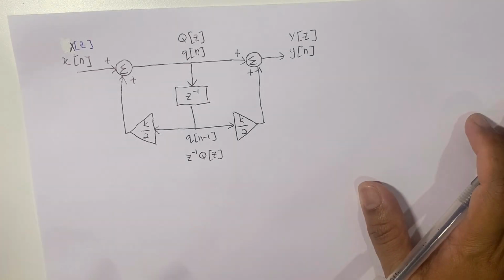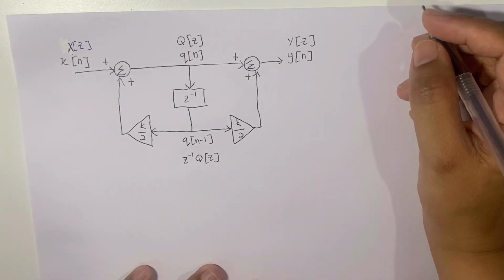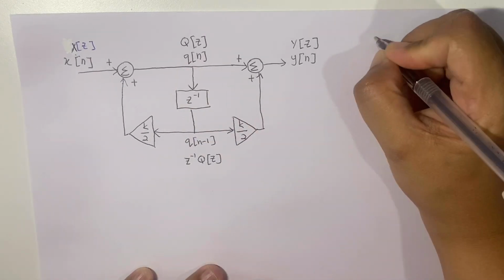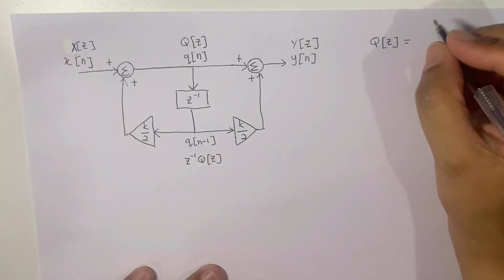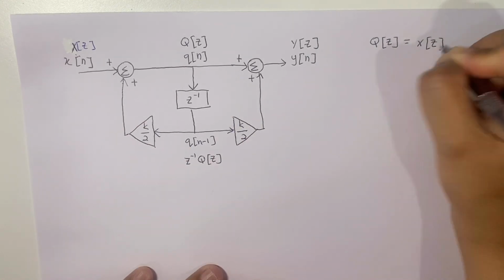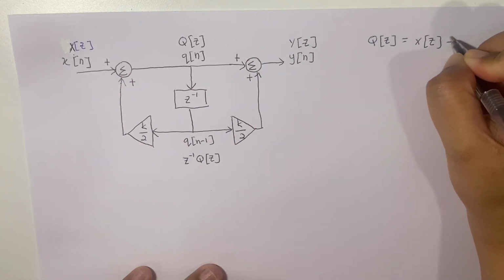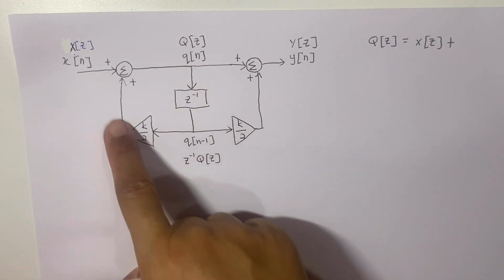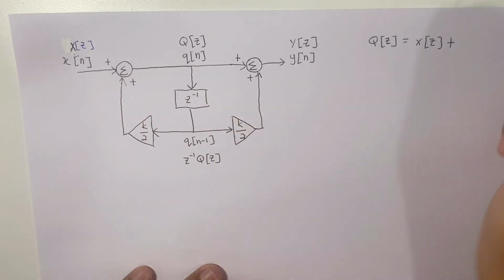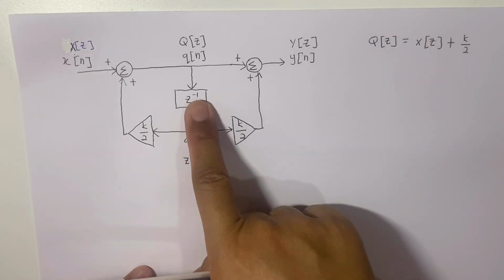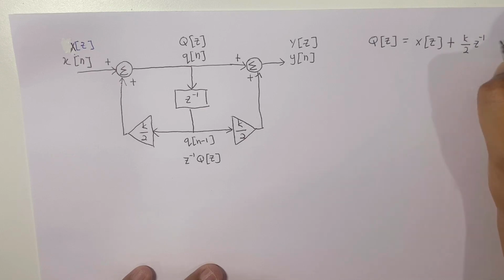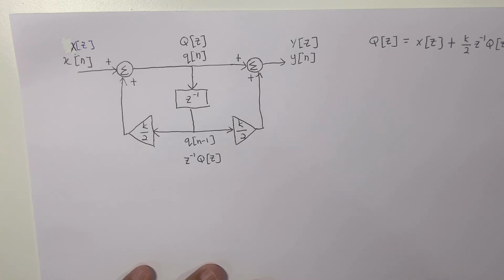Firstly, you need to find Q(z). Q(z) actually equals X(z). This is the summation. You need to add the whole loop here: k over 2 times z to the power of -1 Q(z). So this is the first equation.